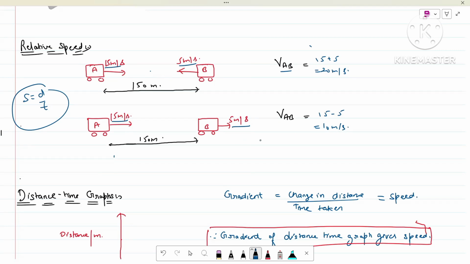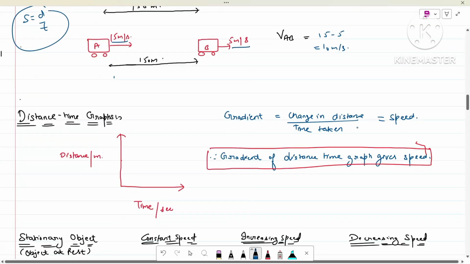Generally, we consider the concept of relative speed only. Let's say I'm saying a car is moving at the speed of 60 meters per second. So I say the car is moving at 60 meters per second with respect to the ground, and the ground is always at rest. So generally, we don't mention that it is with respect to the ground, but it is with respect to the ground only.